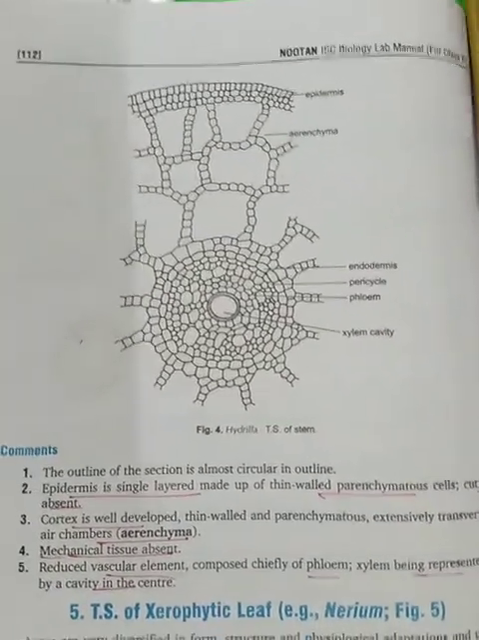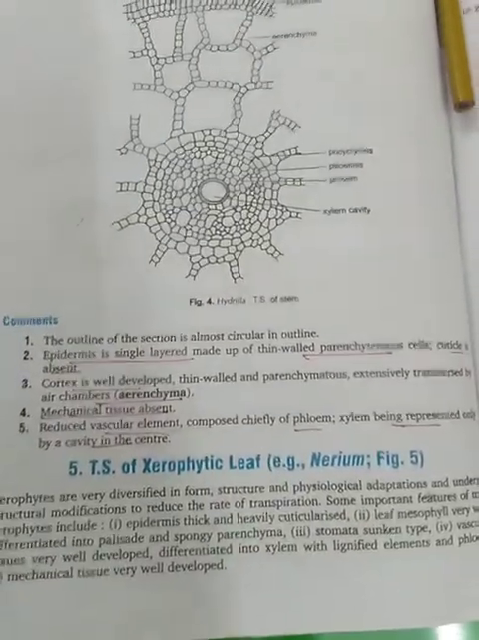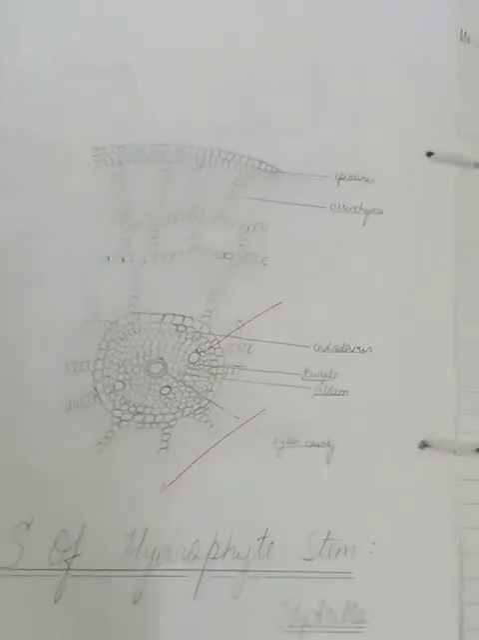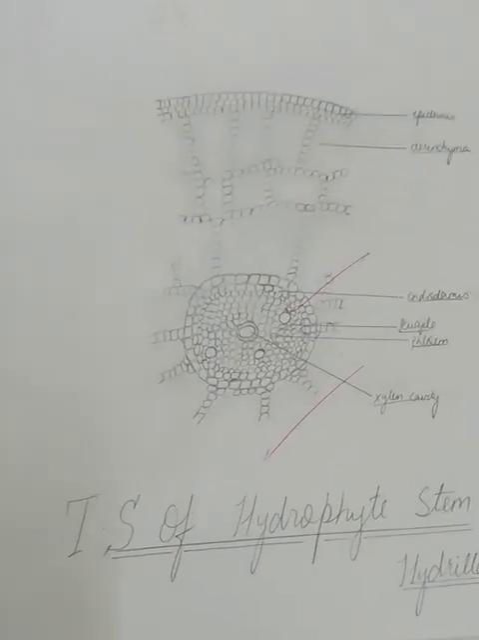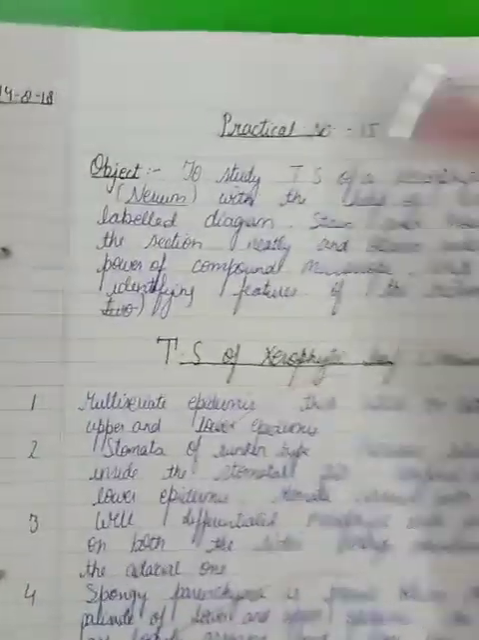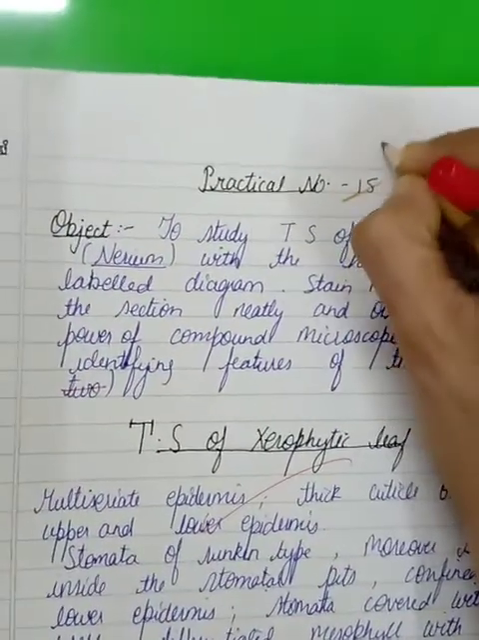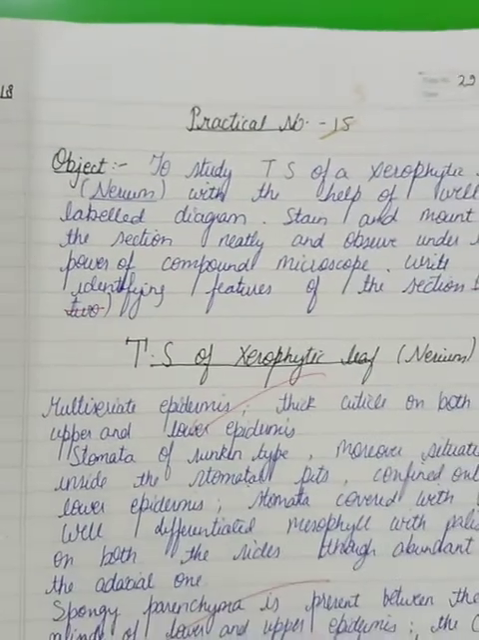So one more I am going to give you, right? That will be number 5, something like this. So here it is. This is our practical on hydrophyte stem. The heading you will write down, TS of hydrophyte stem, Hydrilla. And here would be the date on new page, and practical. Again, you can write down in pencil. This will be number 5 for us.